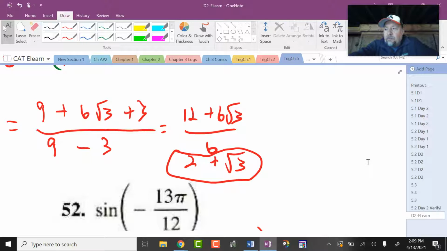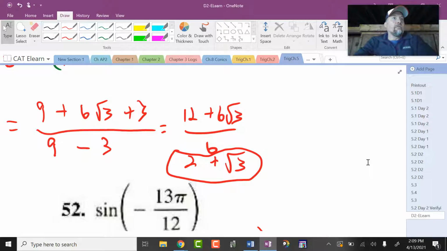3 pi over 12 and 10 pi over 12. Interesting. 3 pi over 12 is pi over 4. 10 pi over 12 is 5 pi over 6. Nice. I got an over 4 and an over 6. That would be a good sum. That would be doable.